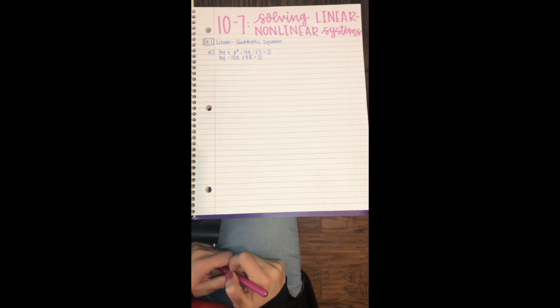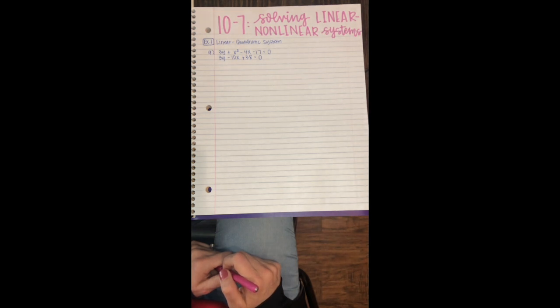So our first question here that we're going to be solving is a linear quadratic system. Our first equation is 3y + x² - 4x - 17 = 0. Our second equation is 3y - 10x + 38 = 0. So our goal is to start solving for a variable.